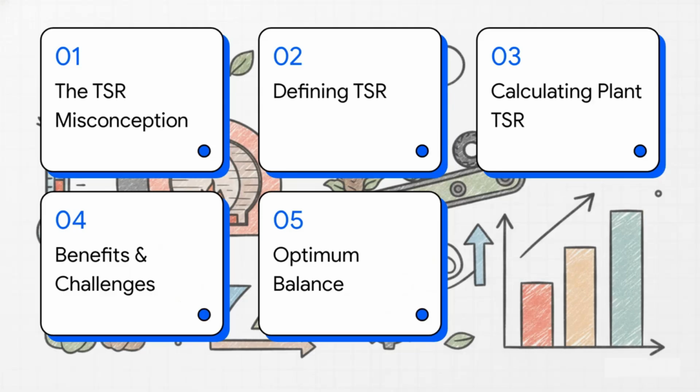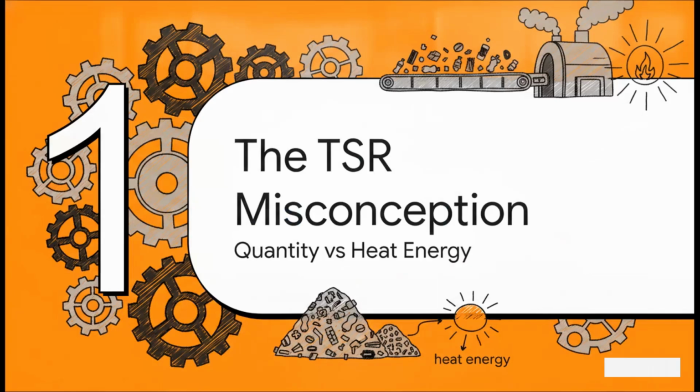Here is our roadmap for today. First, we'll cover 1, the great TSR misconception. Then 2, defining thermal substitution rate. Third is our main focus, 3, how to calculate plant TSR. After that, we'll look at 4, benefits versus operational challenges. And finally, 5, finding the optimum balance. All right, let's jump right into section 1, the great TSR misconception, quantity versus heat energy.